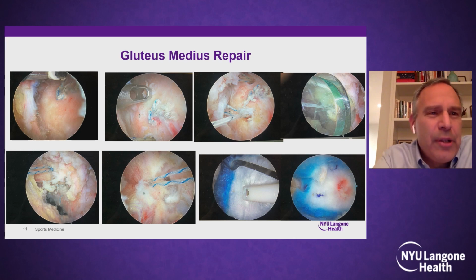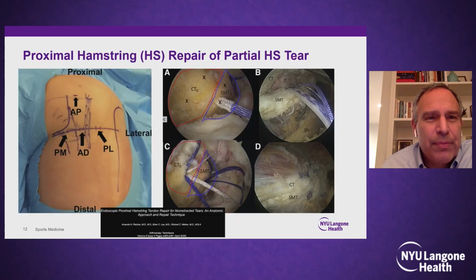So this is another case of a right hip, and you can see how the gluteus medius is lifted up sequentially. This was a failed previous repair. Went back in and re-repaired it and then added on a biologic patch for additional thickness and security.